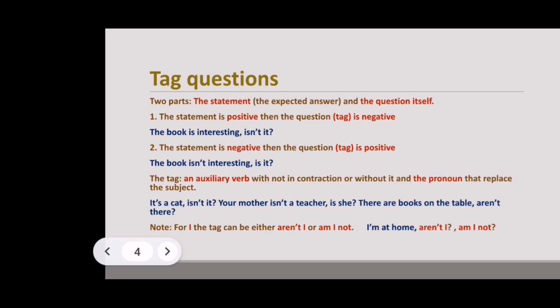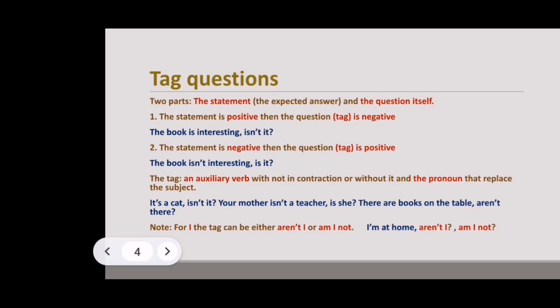So the tag consists of an auxiliary verb with not in contraction or without it, and the pronoun that replaces the subject. Pay attention, only the pronoun. Examples. It's a cat, isn't it? Your mother isn't a teacher, is she? There are books on the table, aren't there?